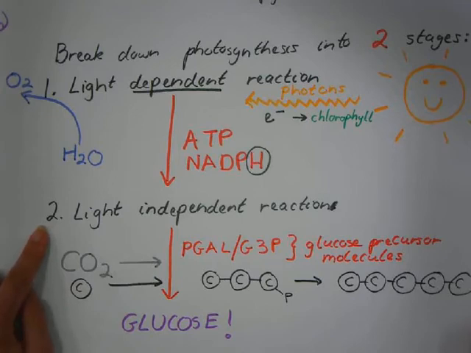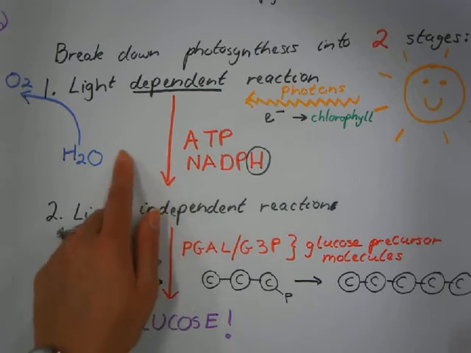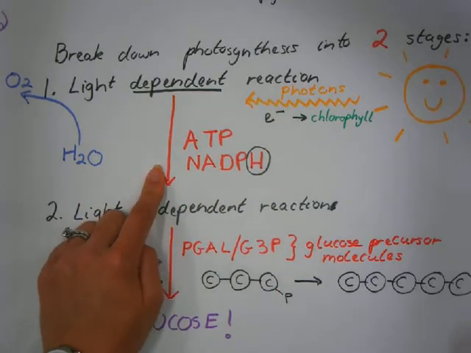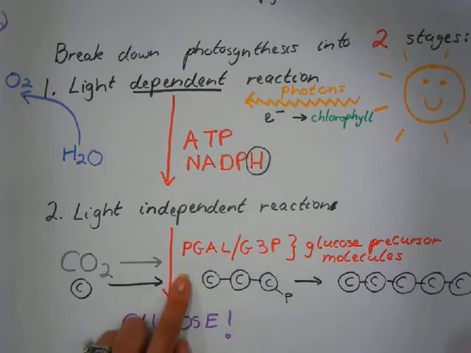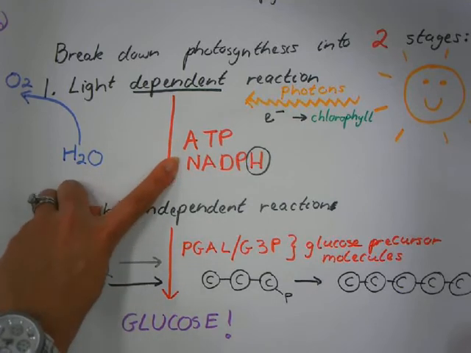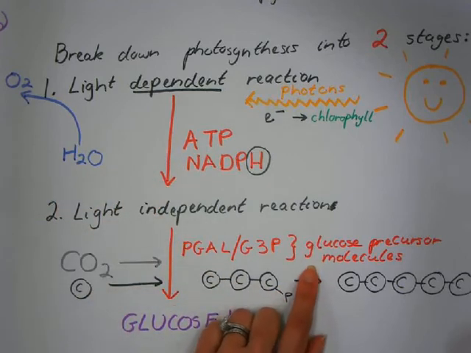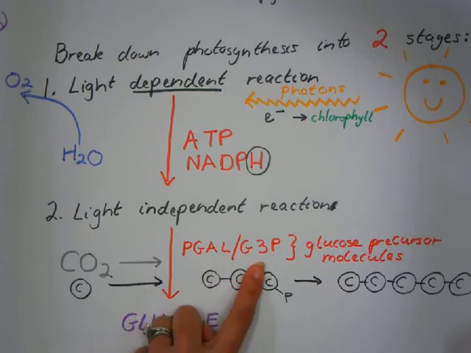So, now the second stage is called the light-independent reaction because it doesn't need the sun to occur, but it will still occur during daylight. In the light-independent reaction, ATP and NADPH, which were made here in the light-dependent reaction, are used in the light-independent reaction, along with another very important input, which is carbon dioxide. So carbon dioxide, ATP, and NADPH are used to make a molecule called pGal or G3P, depending on what your textbook says.